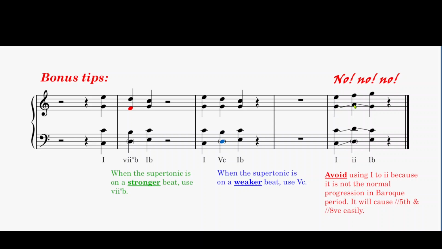Alto part G to A is parallel with the tenor C to D. A fifth, go to a fifth. This alto is also a fifth apart from the bass C to D. And we can also see a parallel octave between the tenor and the bass. When 2 resolves to 1B, it is also very easy to get parallels. So as for these bonus tips, try to avoid using 1 to 2. There are 2 more better options.